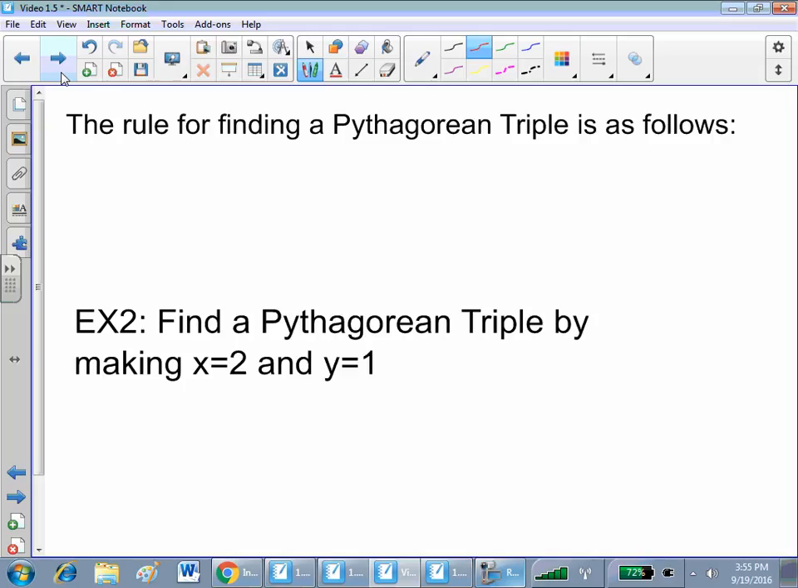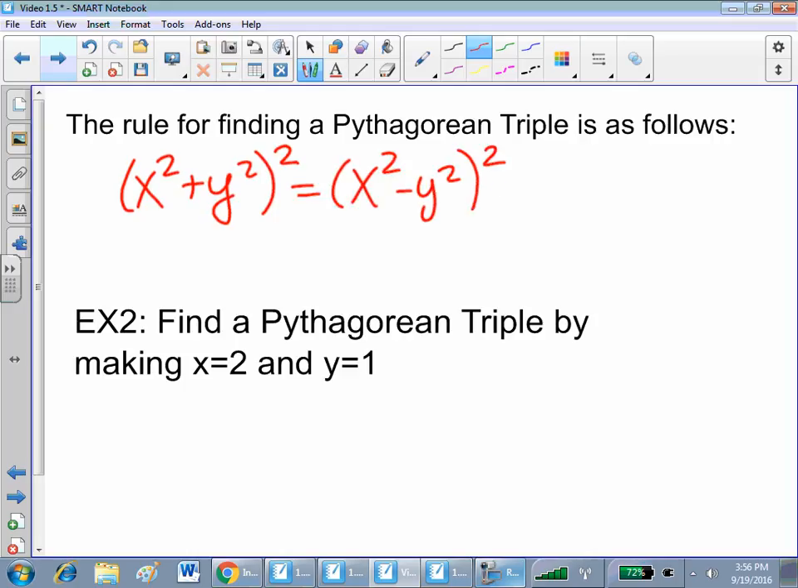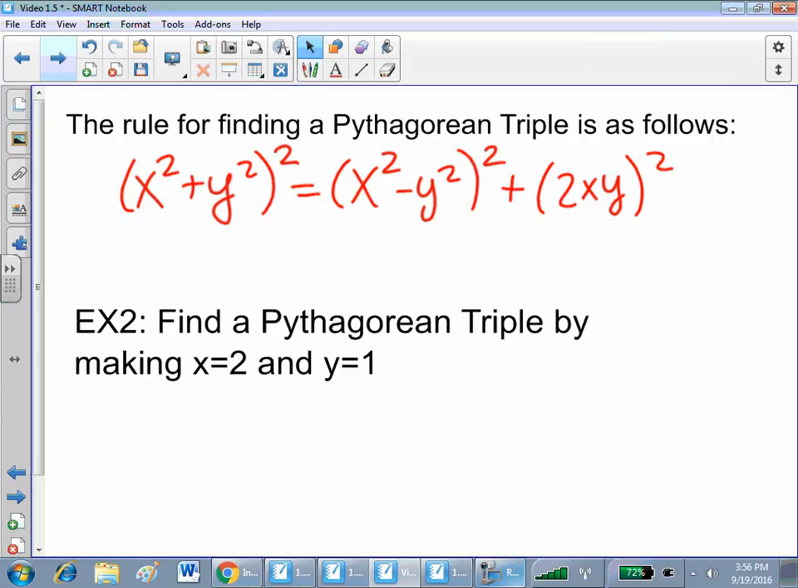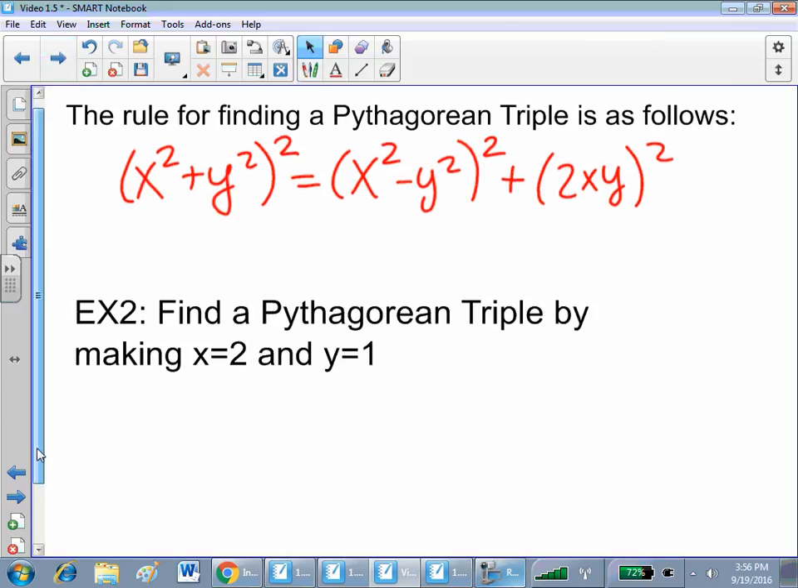Before we do that, though, we're going to learn about a rule for finding Pythagorean triples. So, you can find a Pythagorean triple just by picking any two numbers and using this formula. I'm going to call it a formula today, but tomorrow you're going to learn a different word for it. Okay, so quantity x squared plus y squared, all squared, equals quantity x squared minus y squared, all squared, plus 2xy, all squared. So if we use this formula, we can find any Pythagorean triple by just picking a number for x and picking a number for y. So let's test it out. Example 2 says, find the Pythagorean triple by making x equal 2 and y equal 1.